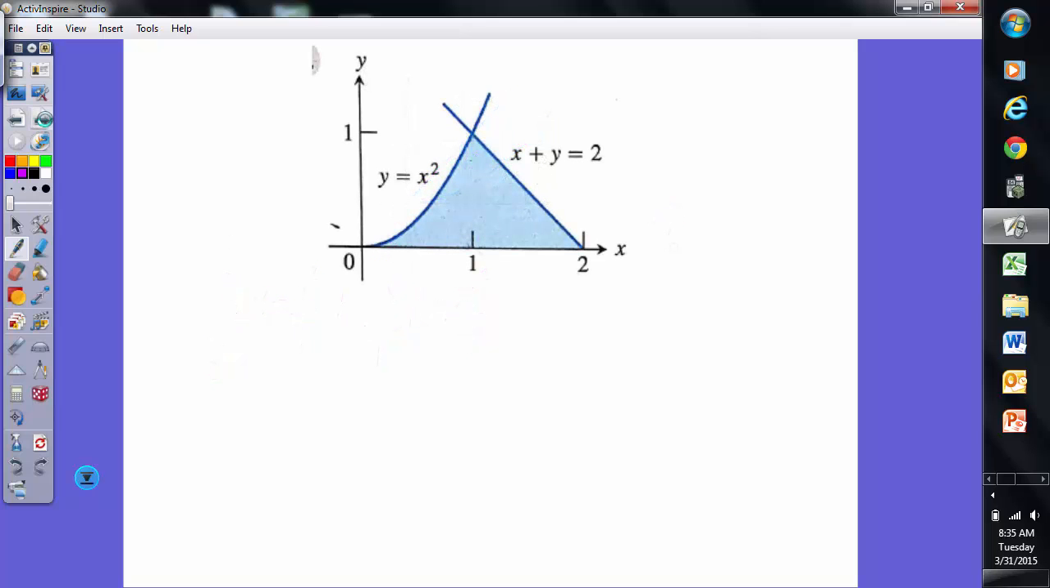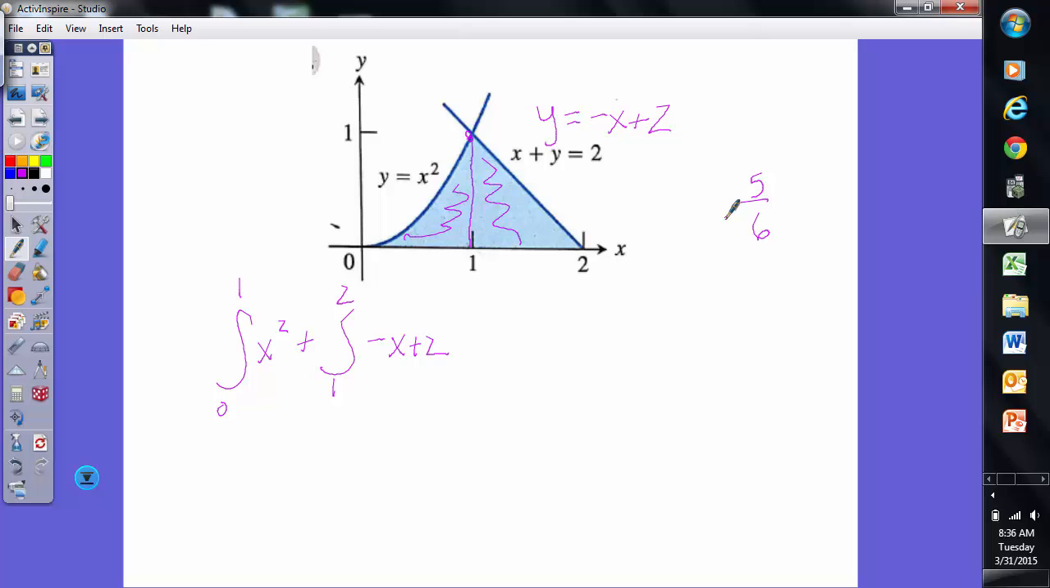Now this time, there's no top and bottom. We're doing this curve from 0 to 1. That gives us this area. And then we're doing this curve from 1 to 2. So it's very basic. 0 to 1 of x squared. We're adding the two areas together from 1 to 2. The only problem is it's not solved for y. We need all of these functions to be functions of y in terms of x. So -x plus 2. And this one should be 5/6. Same as the other one. How about that? Okay, next.